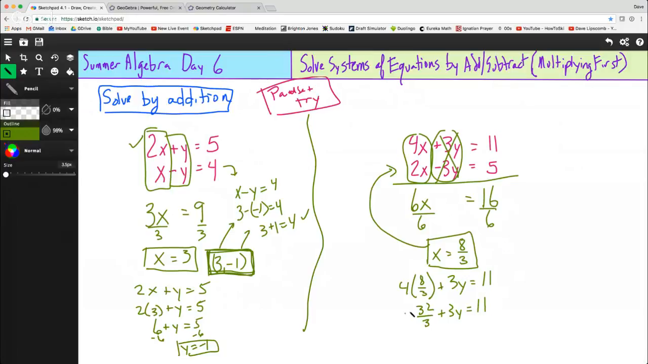Now what I'm going to do is multiply everything through by 3 to get rid of my fractions. I really always hate fractions. Multiply everything through by 3. So I get 32 plus 9y equals 33. So I get 9y equals 1, or y equals 1/9. Oh my gosh, this is ugly. So I used my first equation to find my y.